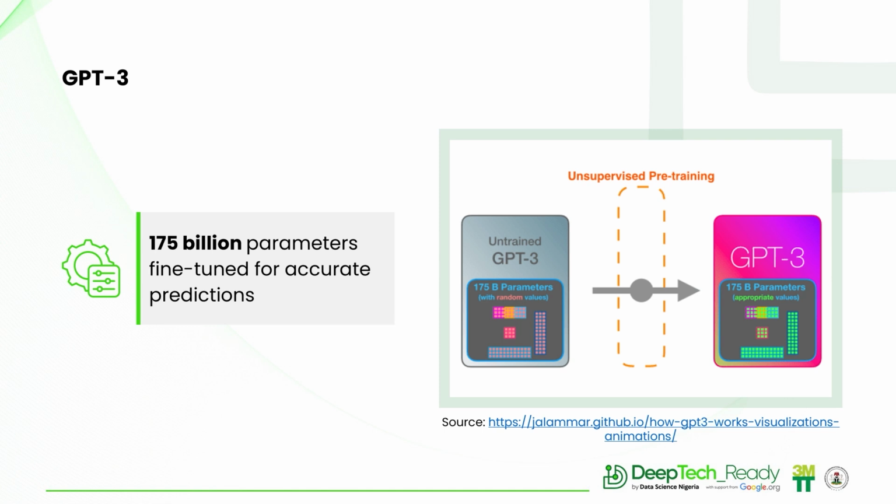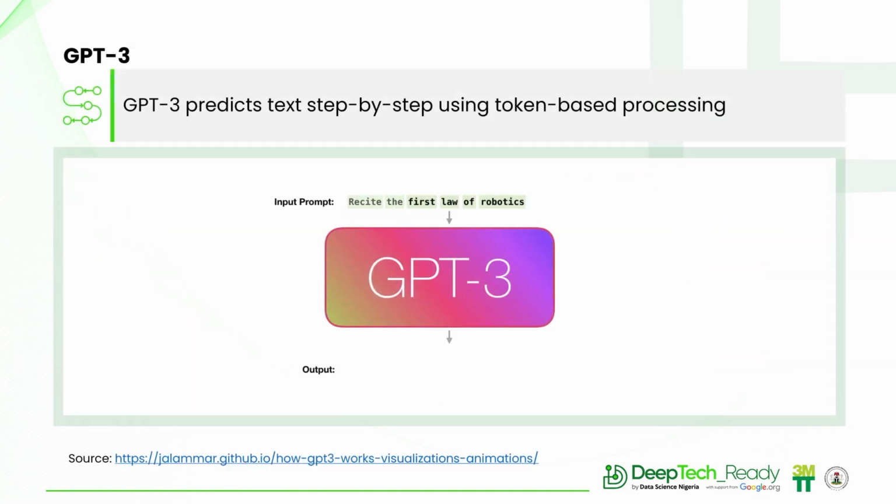GPT-3 does not process entire strings of text at once. Instead, it processes each token individually. A token could be a word, part of a word, or even a character. This token-based processing helps the model handle text more efficiently. The underlying structure of GPT-3 is based on concepts from Google's language model, which also uses a similar tokenization approach for better handling of language and context.